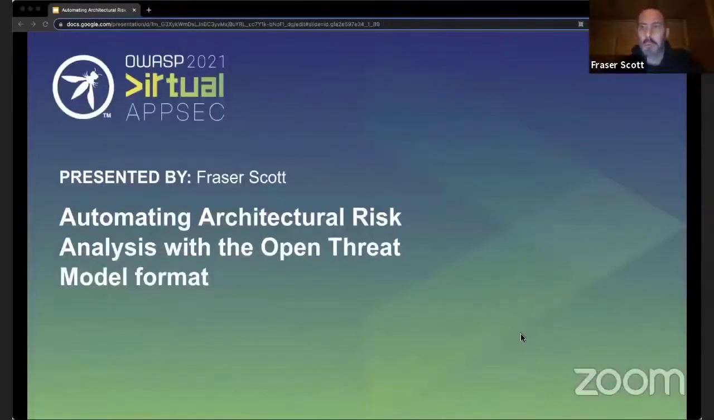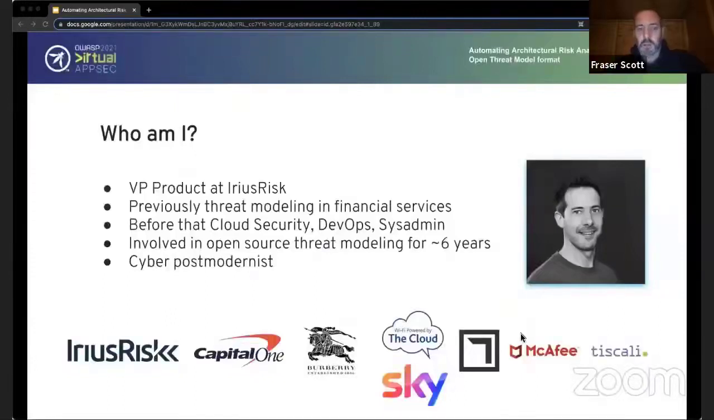So I am going to be talking to you about automating architectural risk analysis with the open threat model format. Before I do that, I'd just like to spend a couple of moments talking about myself. I'm the VP of product at Iris Risk, and as Glenn said, I've got a bit of a background in open source threat modeling for the last 6 years, cloud security, all that kind of jazz.